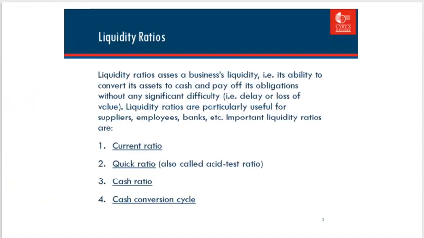Liquidity ratios. Liquidity ratios assess a business's liquidity, i.e. its ability to convert its assets to cash and pay off its obligations without any significant difficulty, for example, delay or loss of value. Liquidity ratios are particularly useful for suppliers, employees, banks, etc. Important liquidity ratios are: first, current ratio; second, quick ratio, also called acid test ratio; third, cash ratio; fourth, cash conversion cycle.